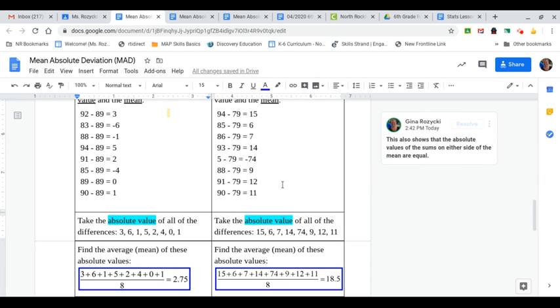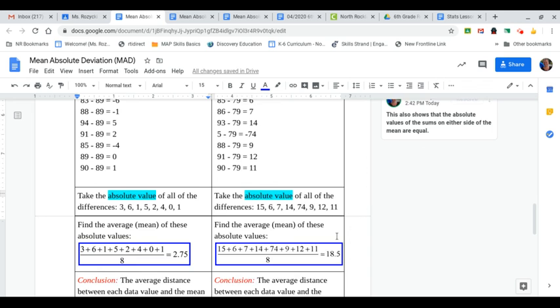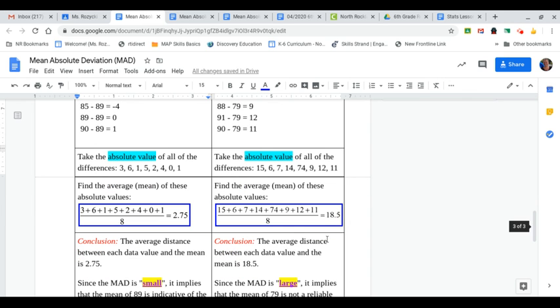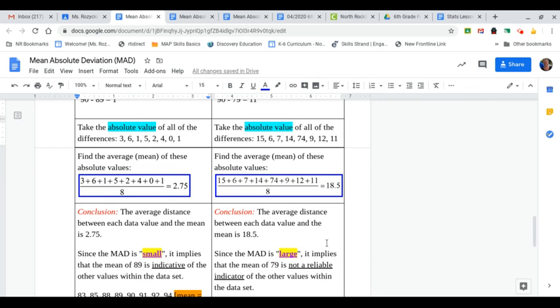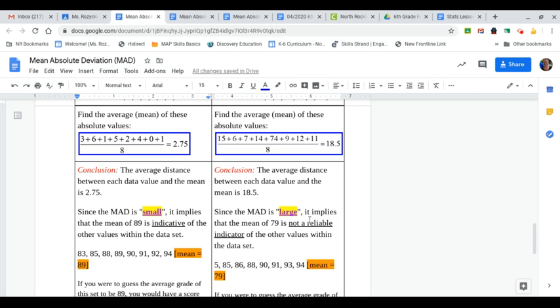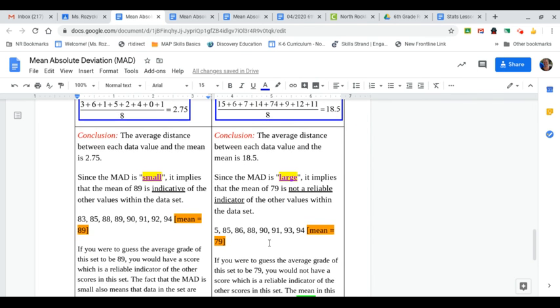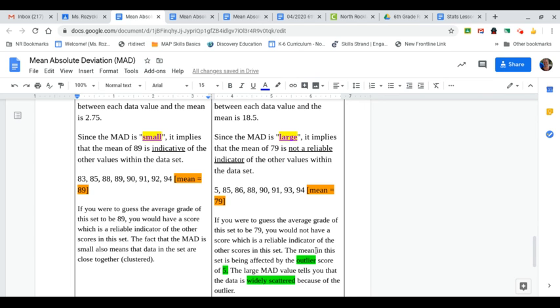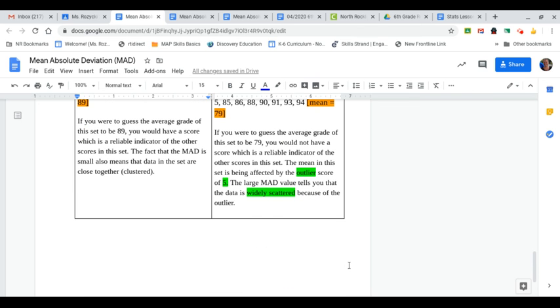Again, down here, we take the absolute values of each of those data values. The mean absolute deviation is 18 and 5/10. That's your mean absolute deviation. That's very large. That implies the mean is not a reliable indicator. That's because of that outlier 5 there. Your information is going to be very widely scattered.